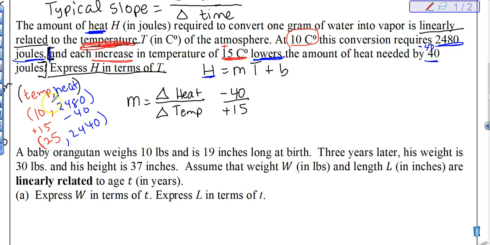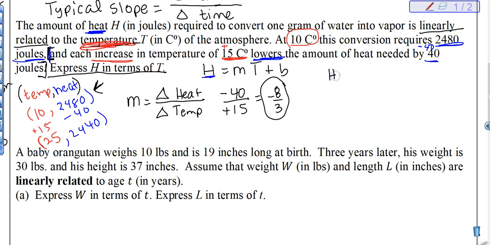And you can see it because look here. What's my change in my y? 40. What's my change in my x? Yeah. Well, negative 40 and 15, so there it is. So let's simplify that to negative 8/3. And now we have what we need, because we need a point and we need a slope. So here we go.